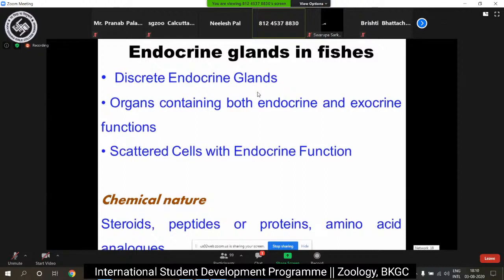in the head kidney region. Besides that, they also have scattered cells with endocrine function, which are also known as diffused neuroendocrine system or diffused neuroendocrines, mostly present in the gastrointestinal tract of fish. And often they act in a paracrine way. That means they are secreted from a particular gland or particular region in a diffused glandular system and act in a very nearby target system. And if we look into the chemical nature of these fish hormones, of course, just like the mammalian counterpart, they can be categorized into steroids, peptides or proteins, and the amino acid analogs.